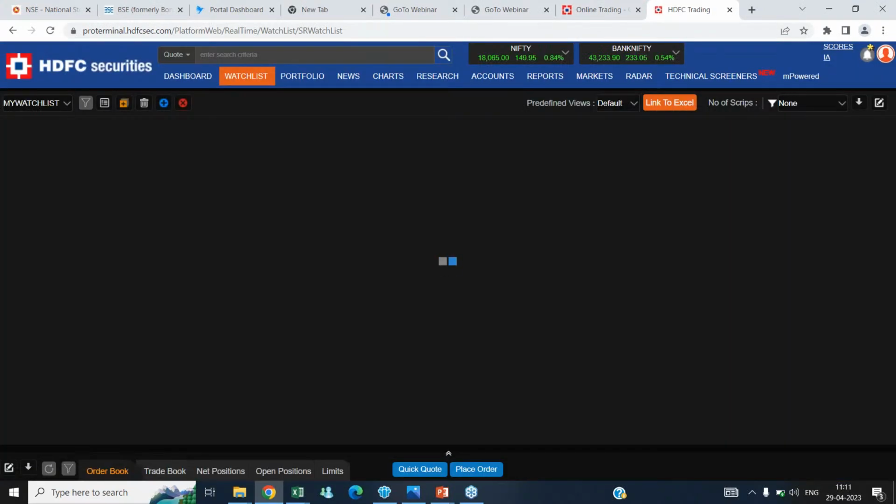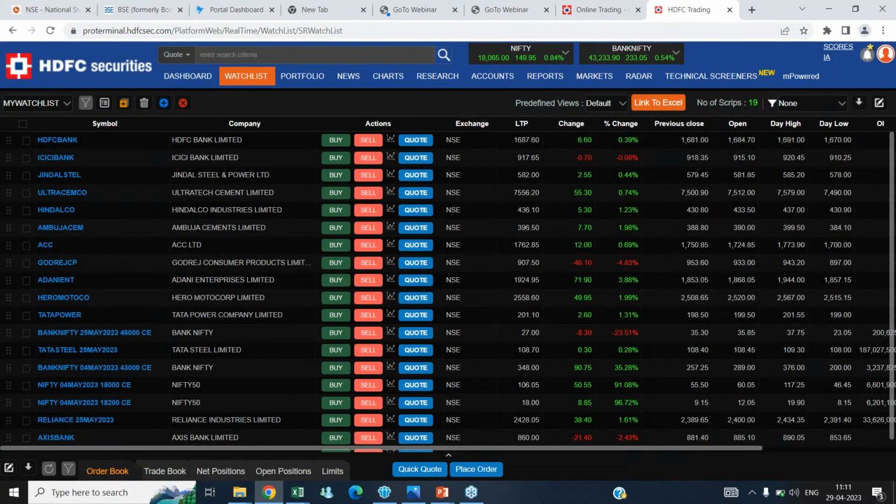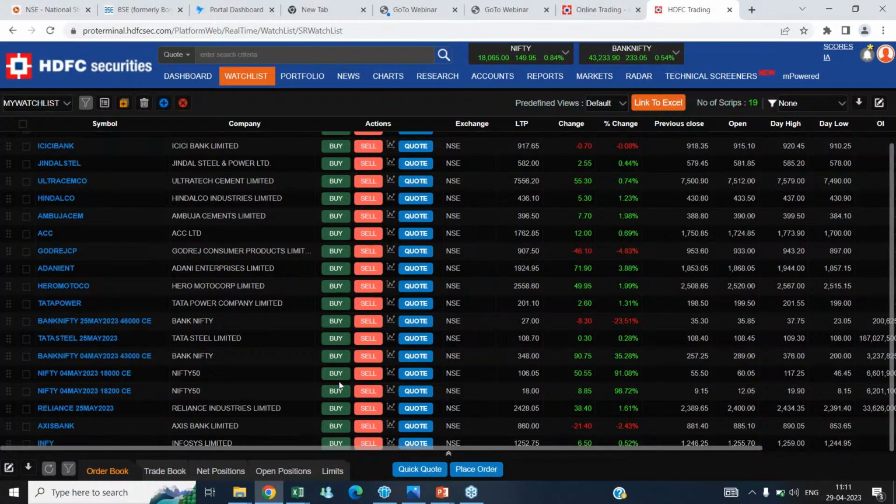So this is the Pro Terminal, which is our advanced trading portal. This order slicing functionality is only available in our Pro Terminal, that is the advanced trading portal.